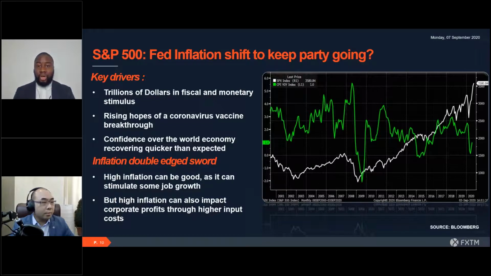So I've got a colorful chart of the S&P 500 and inflation. The theme of this month's webinar is the Fed relaxing its stance on inflation. Looking at the past 20 years of US inflation and the S&P 500, there seems to be some sort of correlation, especially from 2001 to 2006 and 2013 moving forward to 2020. So I've actually said that inflation could be a double-edged sword. Hans already covered this, but let me just recap.